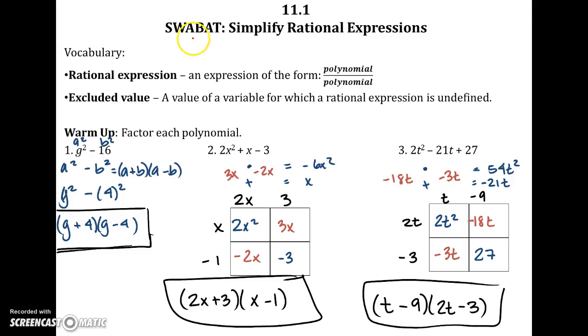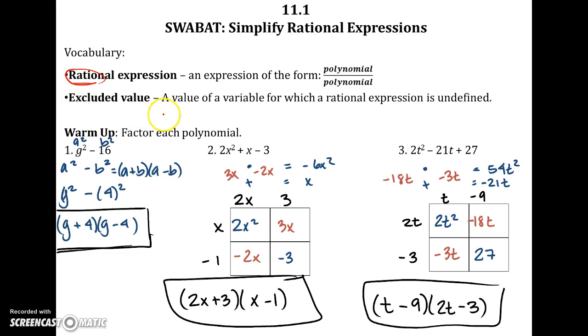Hello, our SWABAT for 11.1 is to simplify rational expressions. A rational expression is an expression of the form polynomial over polynomial. That's because if you look at the word rational, you can see ratio, which means a fraction. So instead of just having numbers like you did in elementary, you're going to have a polynomial over a polynomial.